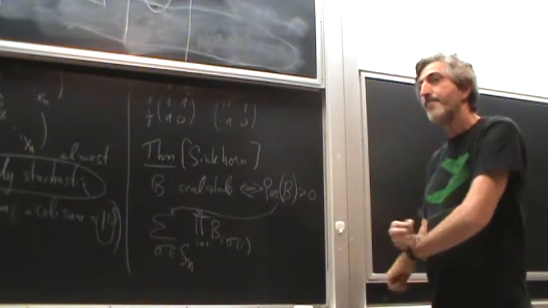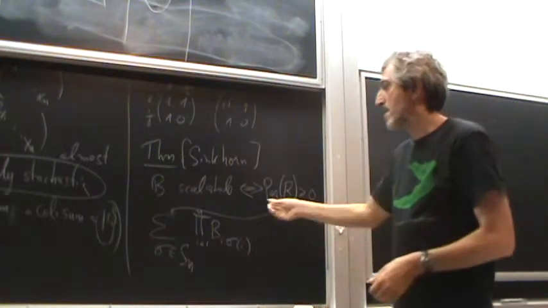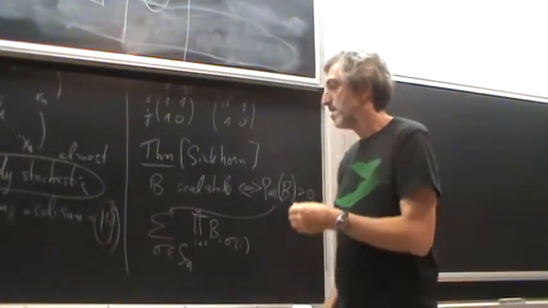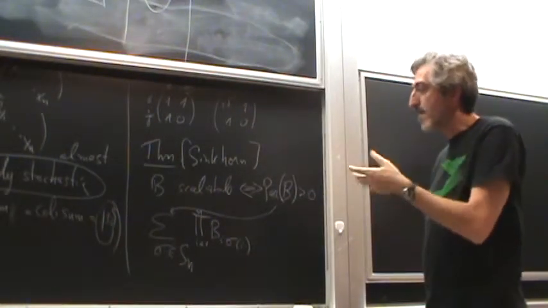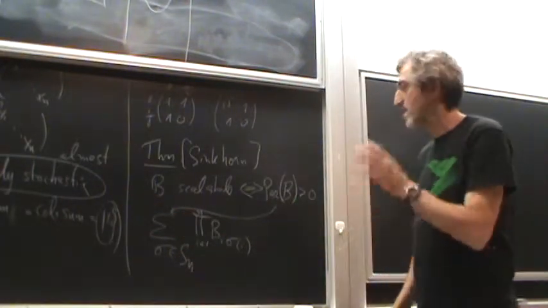So scalable means almost doubly stochastic? Yeah, doubly stochastic means that you can approach 1 as much as you want. Right. There is another characterization where you can get exactly 1, but we don't need it.